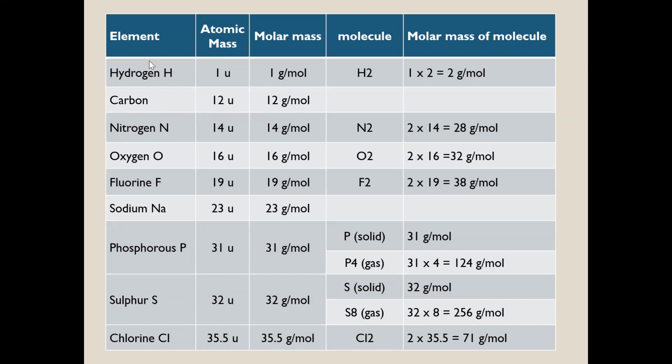This table shows some of the elements with their atomic masses. You can see the atomic mass in the periodic table. Okay, and the atomic mass is for each atom. The molar mass is the mass of 1 mole, which is expressed in grams. As you can see, they are the same. Hydrogen is 1 unit, the atomic mass, and the molar mass is 1 gram. For example, the atomic mass of nitrogen is 14, and the molar mass is 14 grams. Okay, and so on.